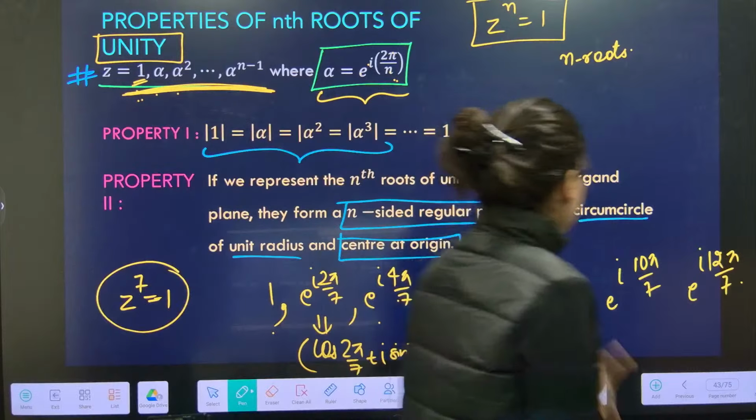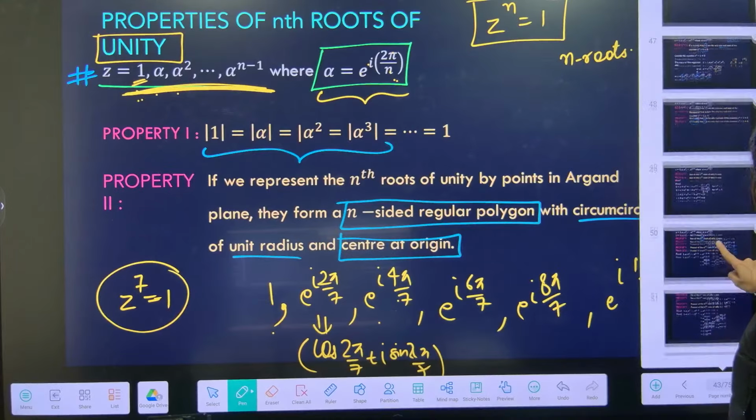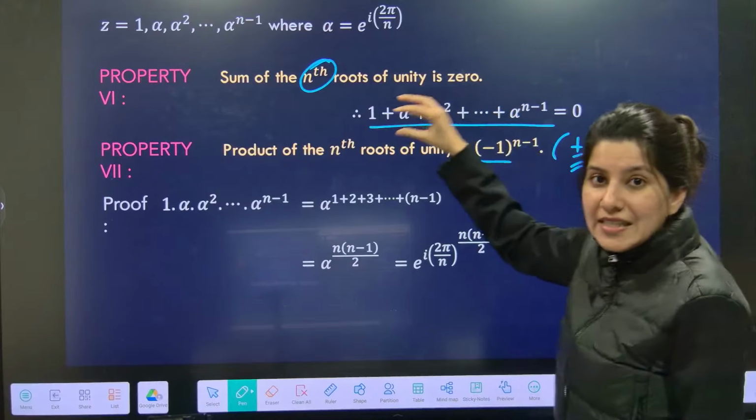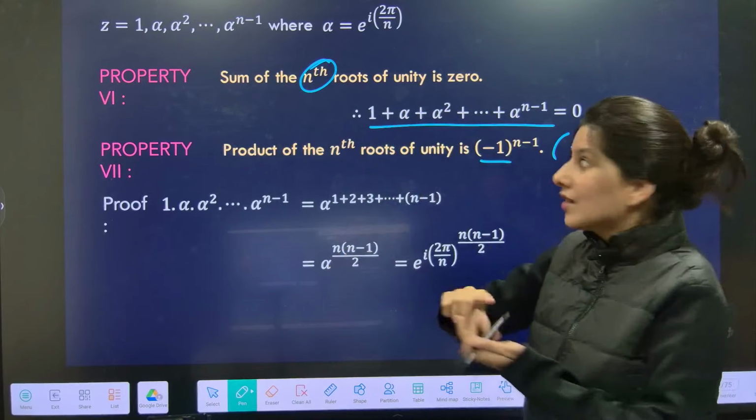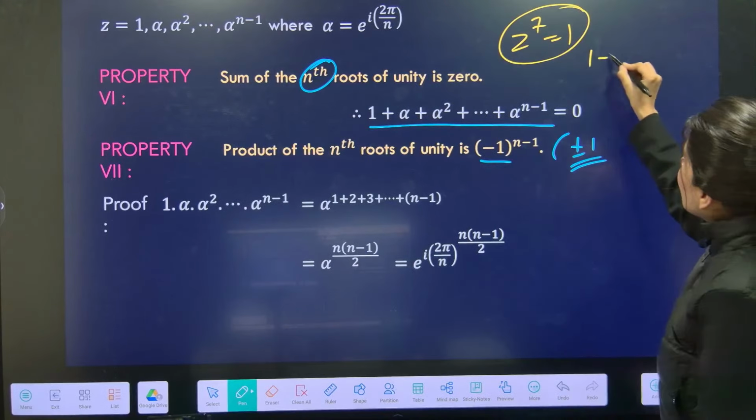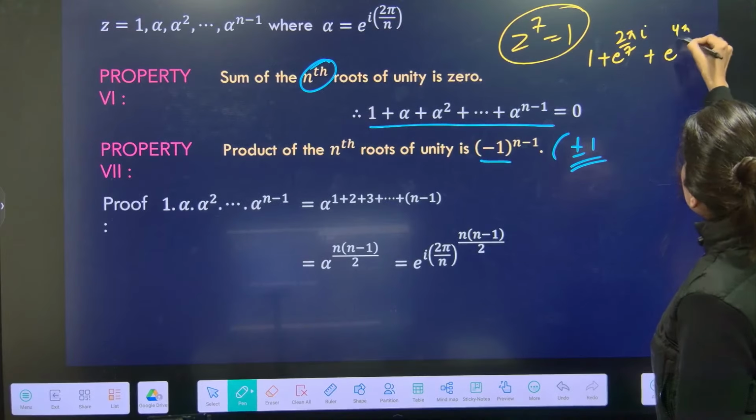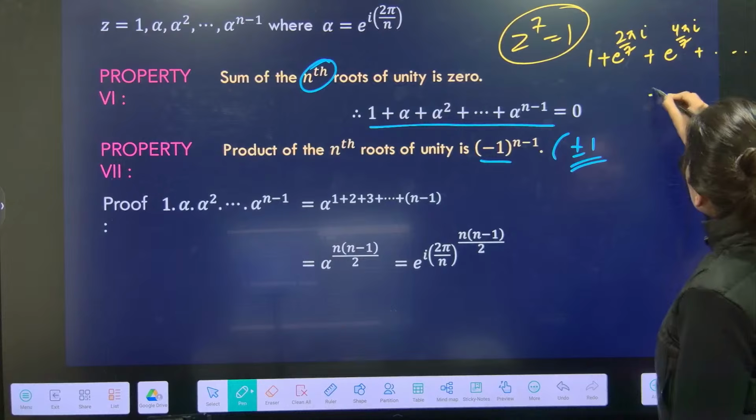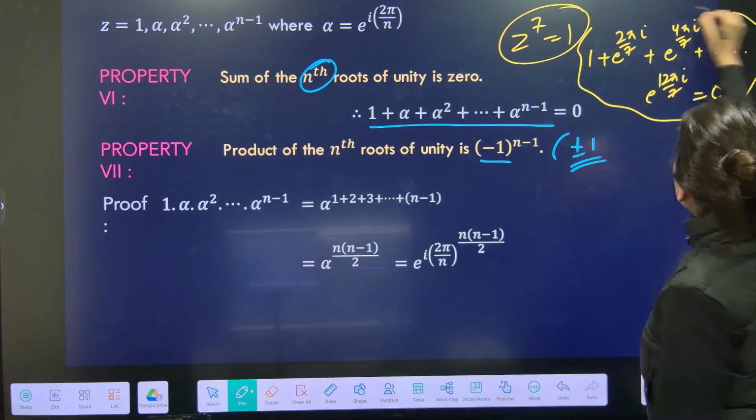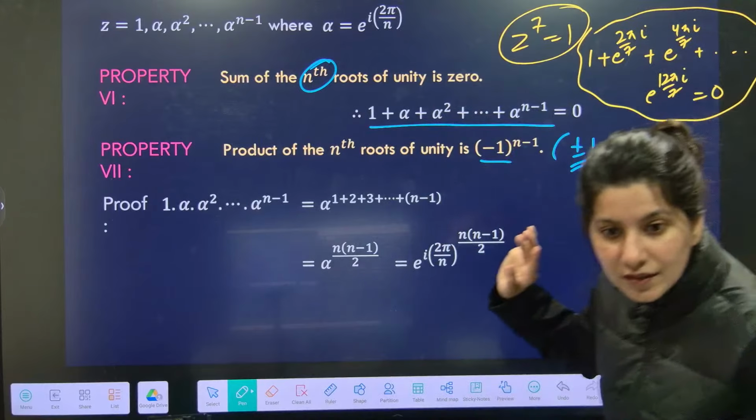Now that you know this, one more property you can say. Let me go over here. Sum of nth roots of unity is 0. That means if you write all the roots, suppose z power 7 is equals to 1. So what does that mean? 1 plus e power 2 pi by 7 iota plus e power 4 pi by 7 iota and all the way up to e power 12 pi by 7 iota is nothing but 0. Okay. Alright.